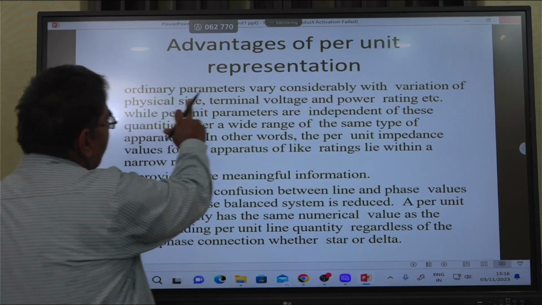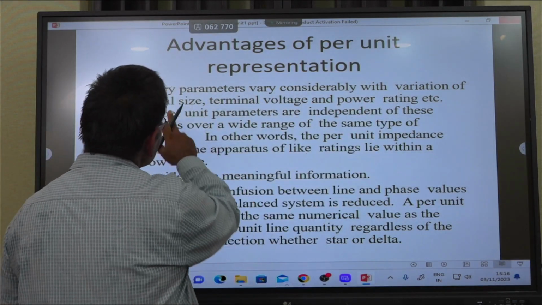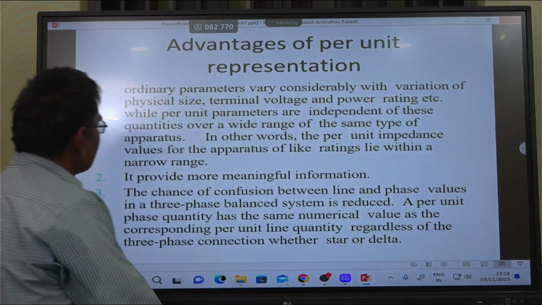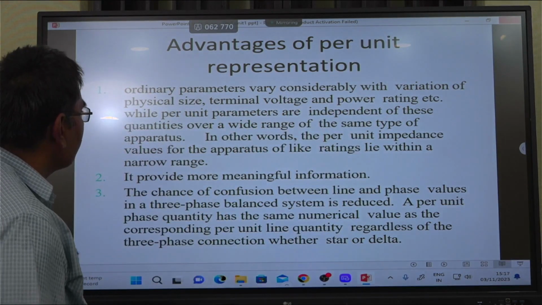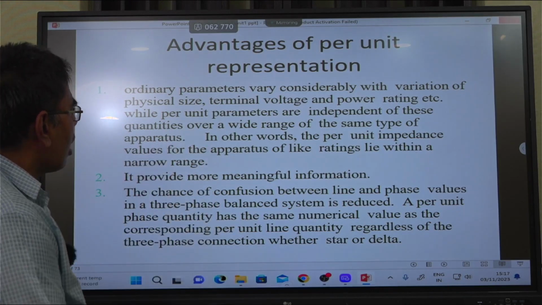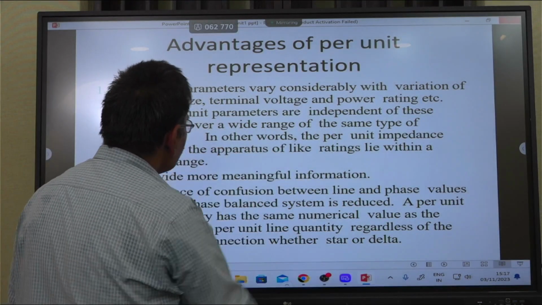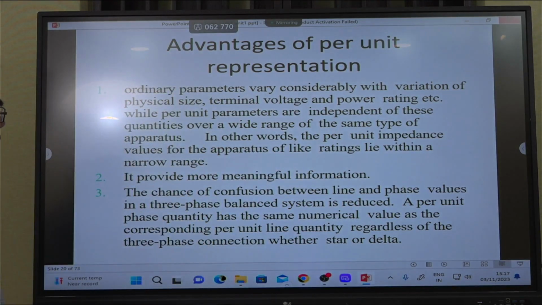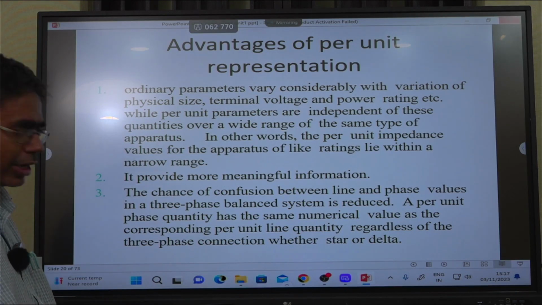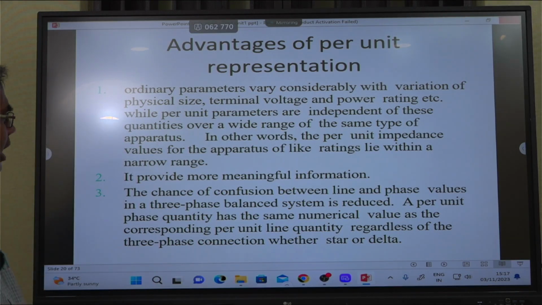Ordinary parameters vary considerably with the physical size, terminal voltage and power rating, while per unit parameters are independent of these quantities over a wide range. In other words, per unit impedance values for operators fall within a narrow range, which provides more meaningful information. The chance of confusion between line and phase voltages in a three-phase balanced system is reduced. A per unit phase quantity has the same numerical value as the corresponding per unit line quantity, regardless of the three-phase connection, whether star or delta.